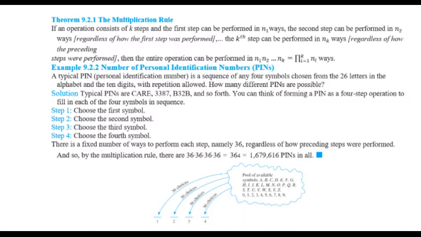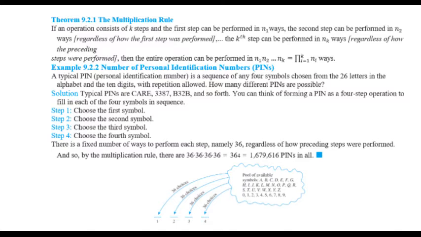To solve this question, we are going to use Theorem 9.2.1, the multiplication rule. Consider choosing a PIN as a 4-step process. In the first step, we need to choose the first symbol. In the second step, we need to choose the second symbol. For the third step, we choose the third one, and in the fourth step, we choose the fourth symbol. You know, there are a fixed number of ways to perform each one of these steps. How many different ways can we choose the first symbol? 36 ways.